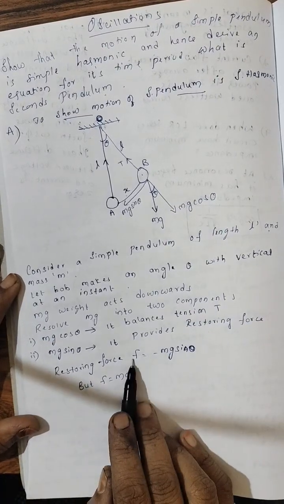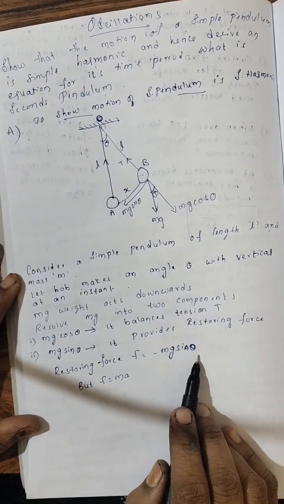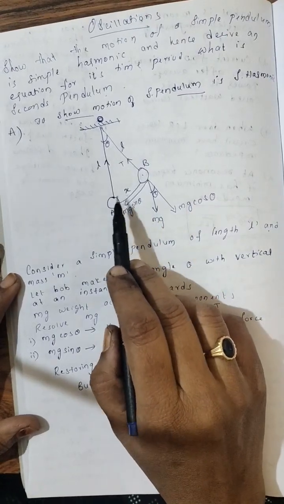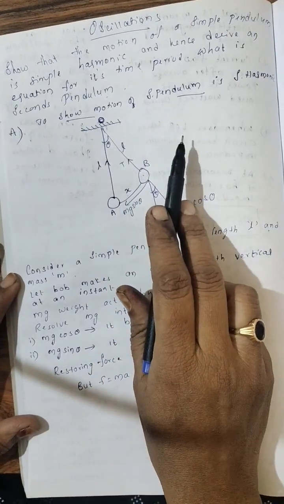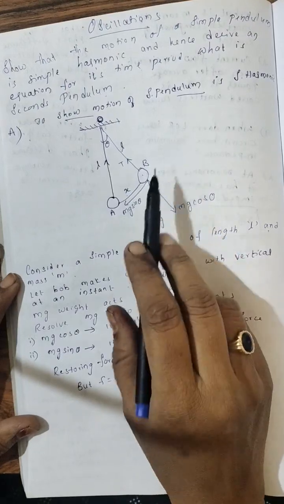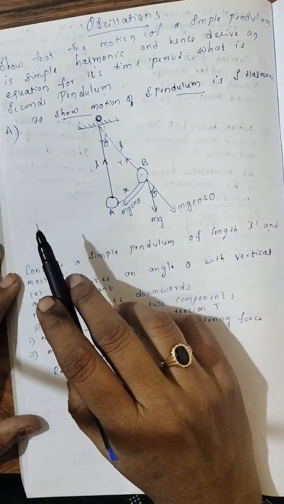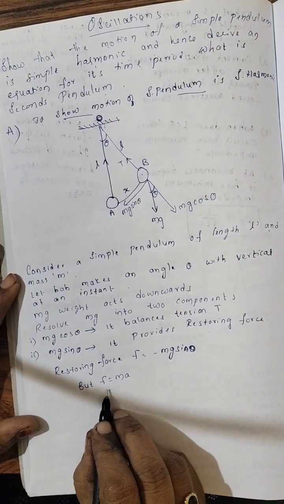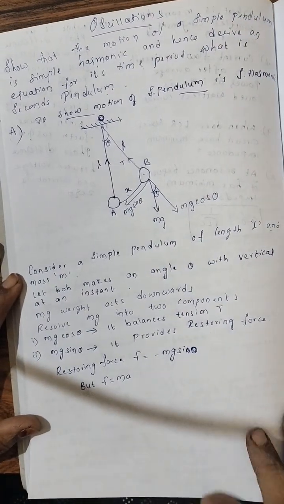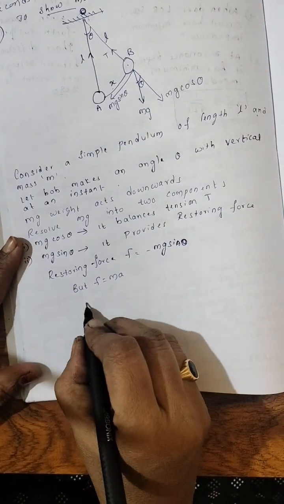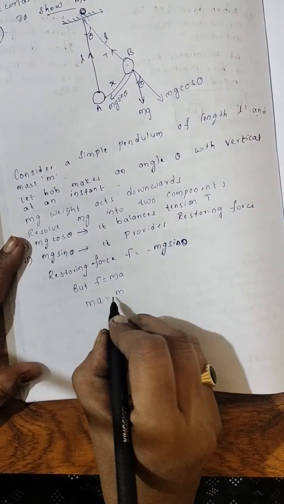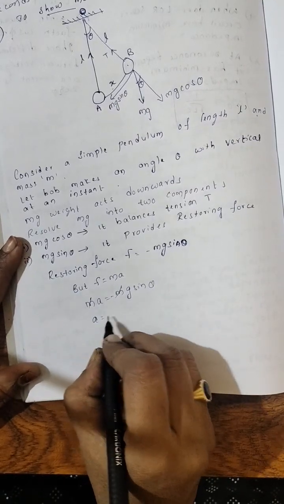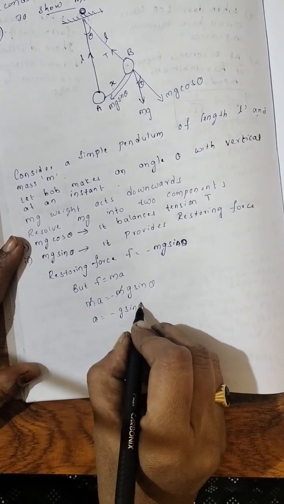Such restoring force F equals minus mg sin theta. Why did we keep the minus? Because this is opposite to the displacement. Displacement is in the positive x direction, and the restoring force is in the negative x direction. But from Newton's second law, we know that F equals ma. Substitute here. You will get ma equals minus mg sin theta. m cancels, so a equals minus g sin theta.